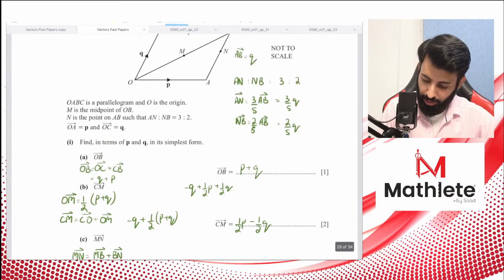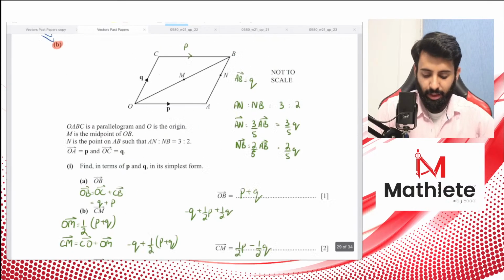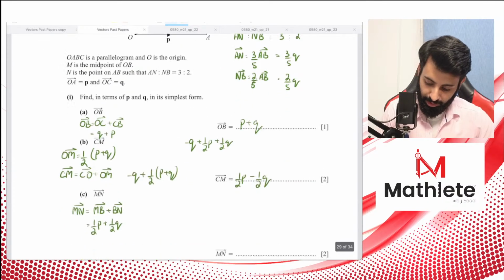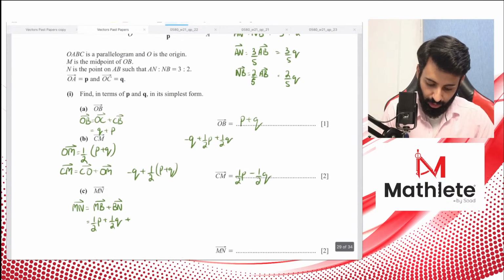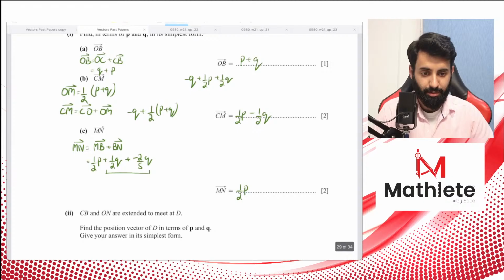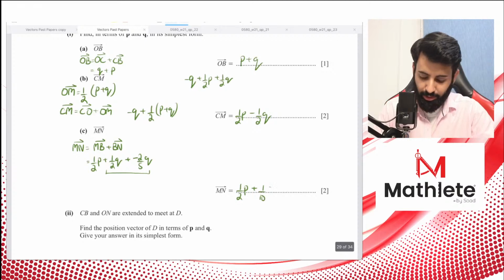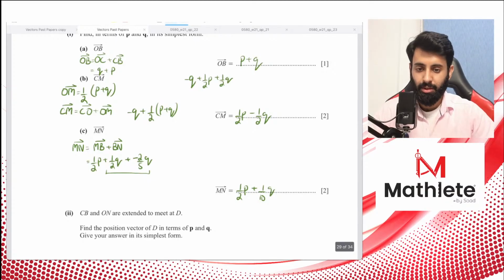So MB plus BN. Now MB is going to be half of P plus Q, or half P plus half Q, since M is the midpoint of OB, and OB is P plus Q. Then plus BN. Now BN is going to be the opposite of NB. That means it's going to be minus 2 upon 5 Q. Now this requires a bit of simplification. So half P as it is, there's nothing we can do to simplify this. But if you simplify half Q minus 2 upon 5 Q, if you do it right, you get plus 1 upon 10 Q. Let's use a calculator to be sure. So 1 upon 2 minus 2 upon 5. Yep, you get 1 upon 10 positive.